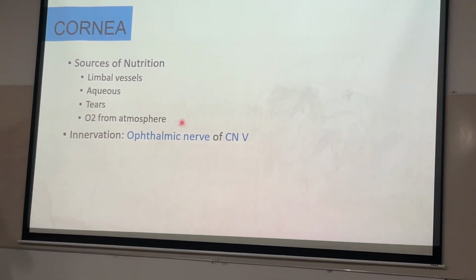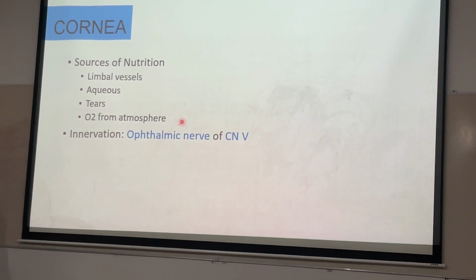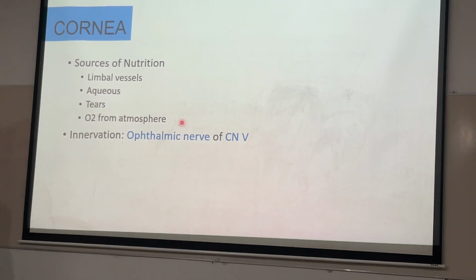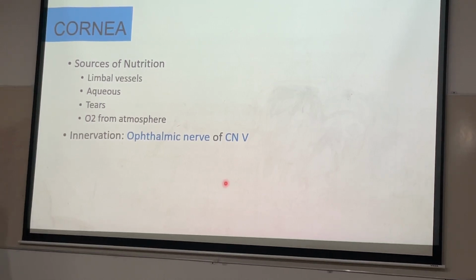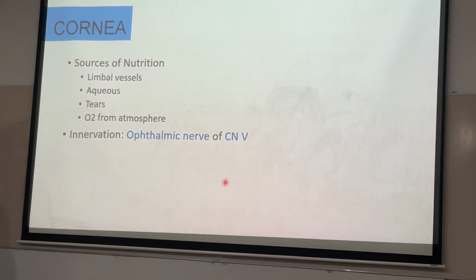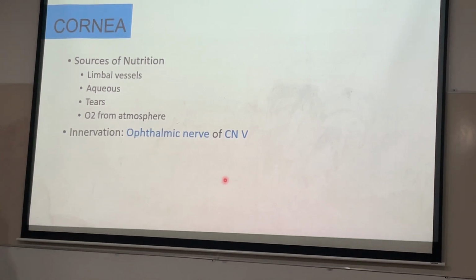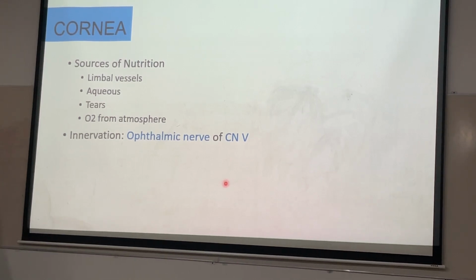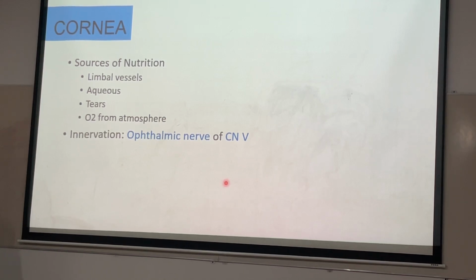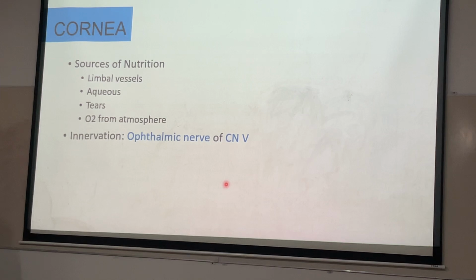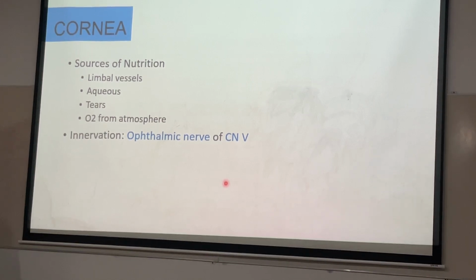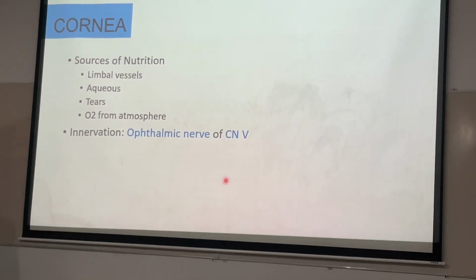So where does the cornea receive its nutrition? It receives nutrition from the limbal vessels, from the aqueous, from your tears, and from oxygen. Not including the sunlight, so we do not have photosynthesis. That's only for plants. Some of the students answered that the cornea receives nutrition from sunlight. So it's from your limbal vessels, aqueous, tears, and your oxygen. Just like your conjunctiva, the cornea is innervated by your ophthalmic nerve.